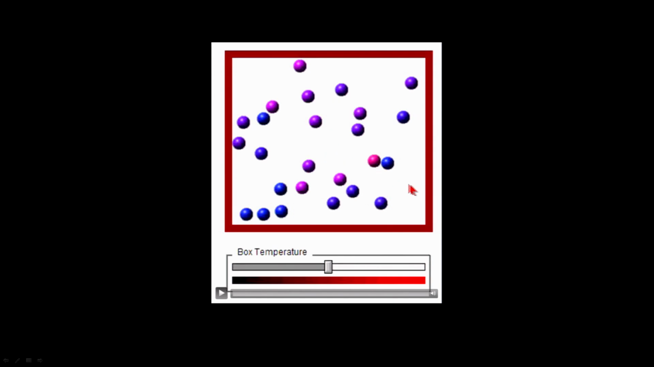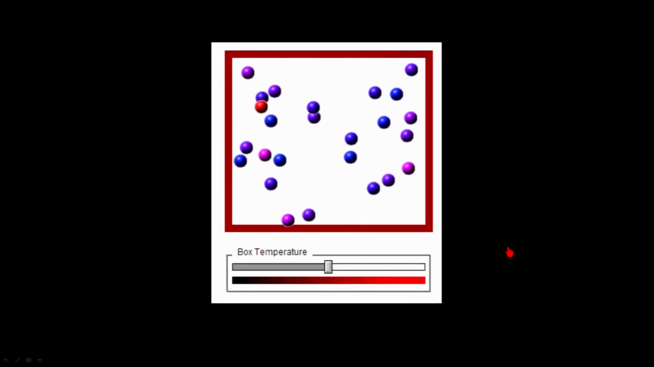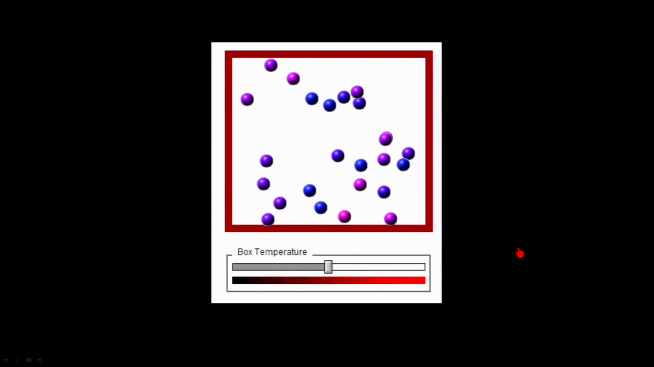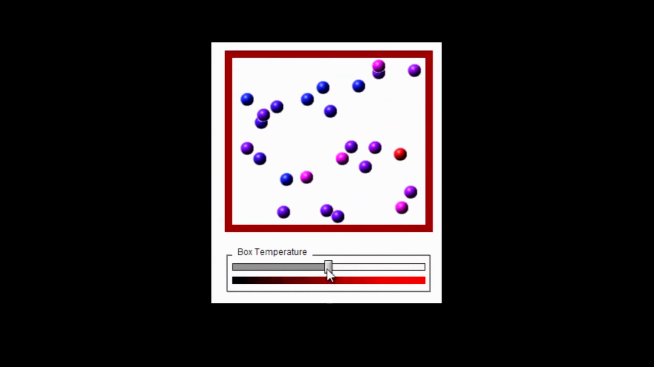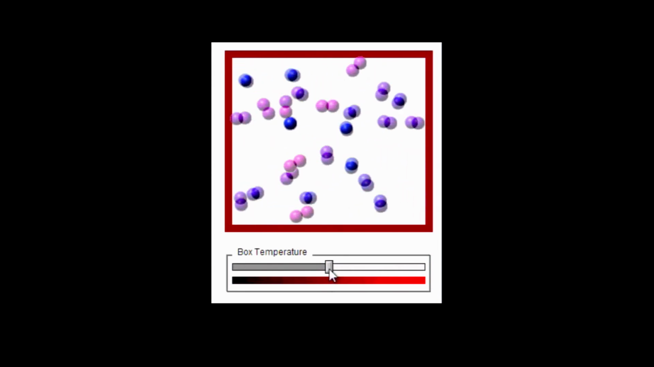What I'm going to do is start off by playing the video, and you're going to notice that the atoms are zipping around. So let's go ahead and get that going here. The atoms are moving, running into each other, running into the walls of the box. Notice they're not all traveling at the same speed. Some are fast, some are slow.